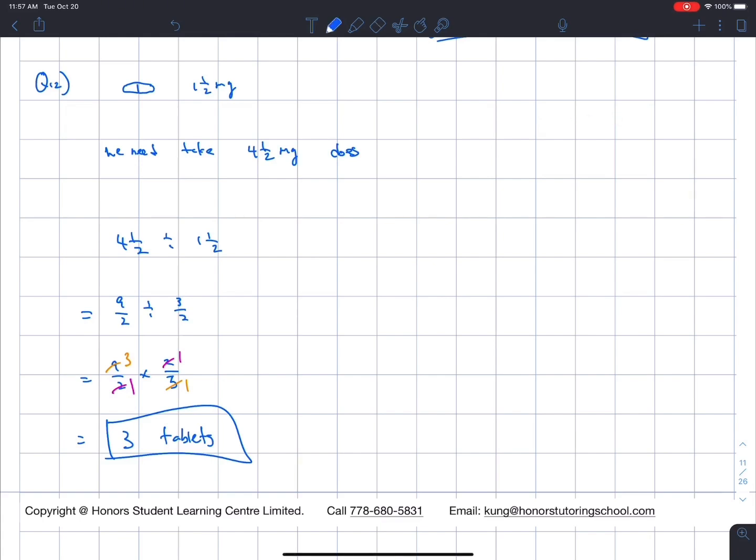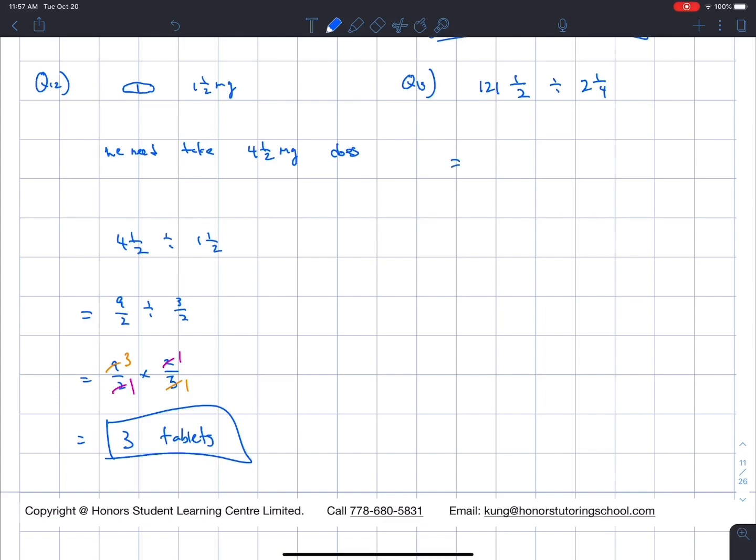Question 13. A bookshelf is 121.5 centimeter long. How many books that are 2 1/4 centimeter thick can stand on the shelf? So the entire width of the bookshelf is 121.5 centimeter long. I'm really asking myself how many times does this 2 1/4 go into 121.5? Because 2 1/4 is the width of each book, or the thickness of each book.